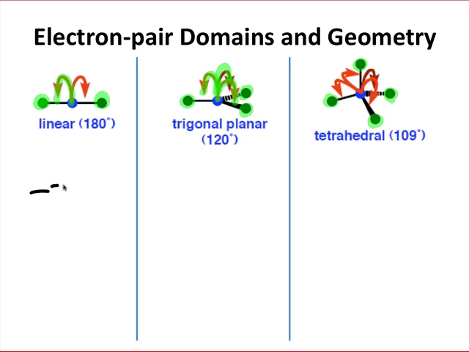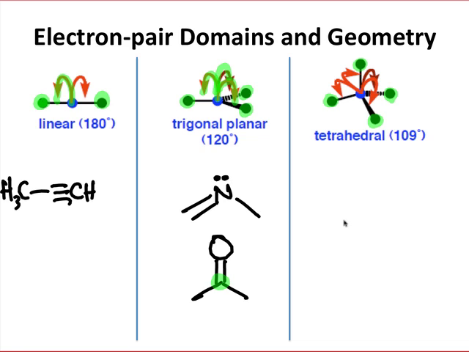So the propyne that we drew on the last slide, then, we would expect to have a linear geometry, like so. Similarly, the imine, we would expect to have a trigonal planar geometry, being sure to consider that lone pair as part of the electron pair domains and part of the geometry. And finally, a representative tetrahedral compound is methane, and as you can see from the drawing up here, the tetrahedral geometry, because it's three-dimensional, introduces a new convention for us.